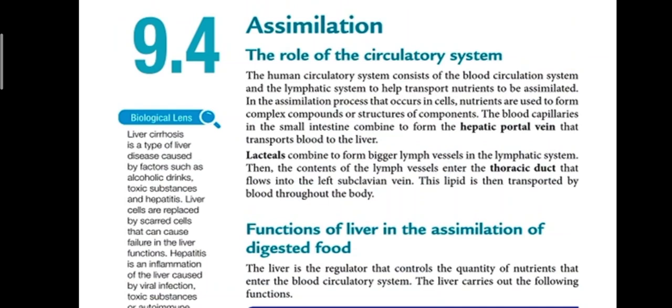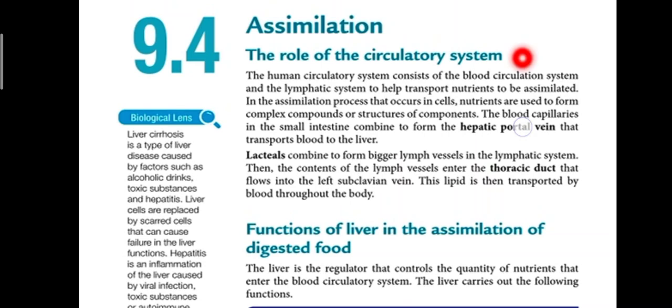After absorption is assimilation. So, what is assimilation? Assimilation is the process where the nutrients absorbed are used to form complex compounds. First of all, we digest. After digestion, we absorb. After absorption, we assimilate. Assimilation means we use what we have absorbed.